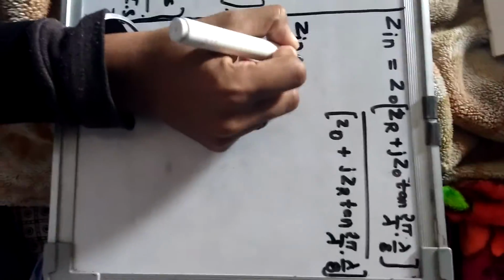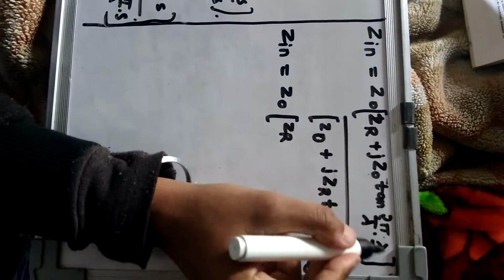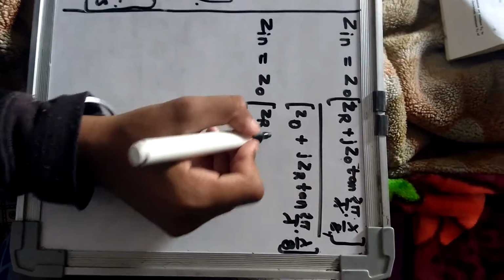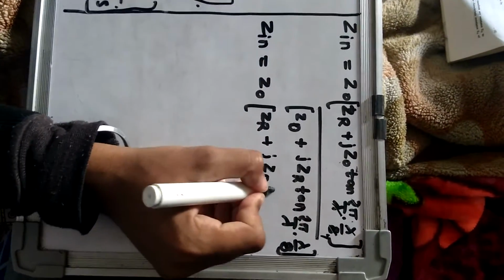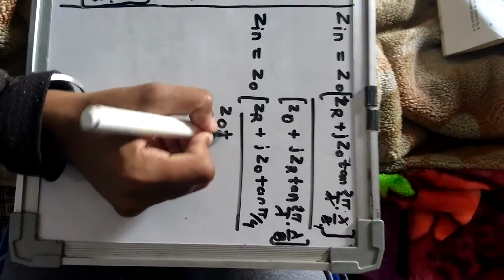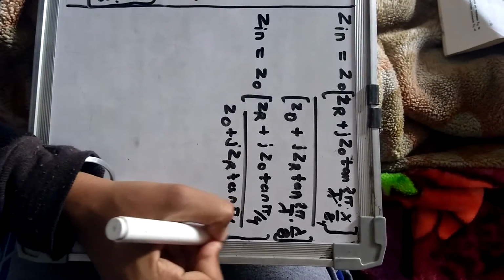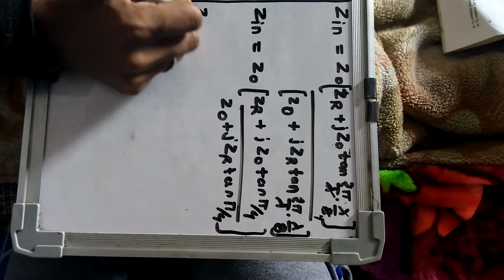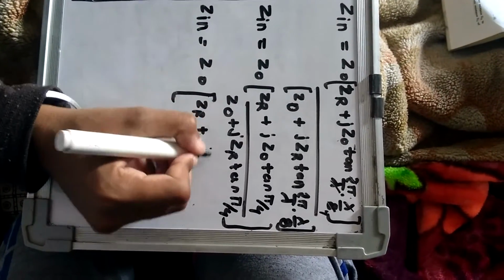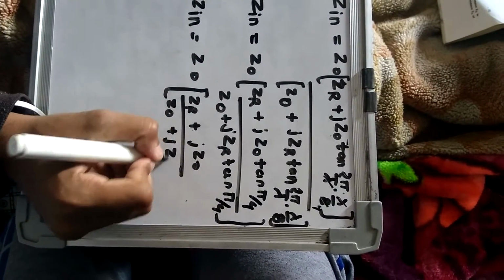Zin equals Z0 times (ZR plus j Z0 tan pi by 4) divided by (Z0 plus j ZR tan pi by 4), after simplifying, where lambda cancels and 2 over 8 gives pi by 4. We know that tan pi by 4 is equal to 1. So Zin equals Z0 times (ZR plus j Z0) divided by (Z0 plus j ZR).